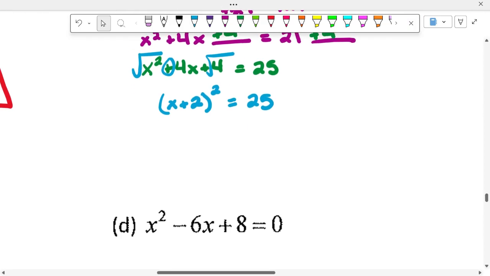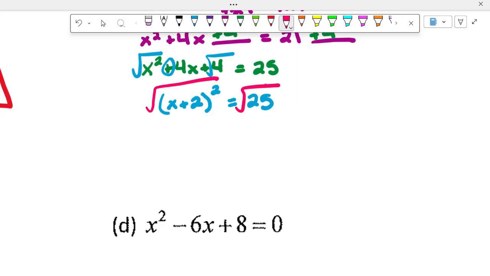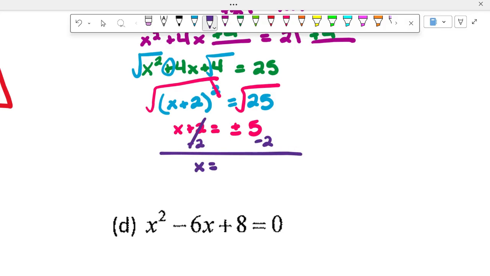All right, so I finished completing the square, so now I'm in solving land. So what's my first step to solve? Take the square root of both sides. That cancels. I get x plus 2 is equal to what? Not just 5, plus minus 5. And guys, I'm being a stickler on that because the more I say it, the more you remember it. All right? So then what do I do? Subtract the 2 from both sides. So I get x is equal to plus or minus 5 minus 2.